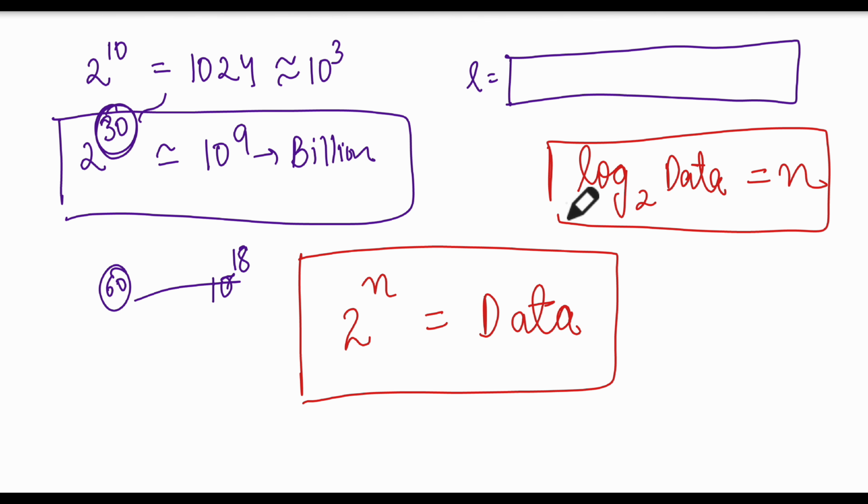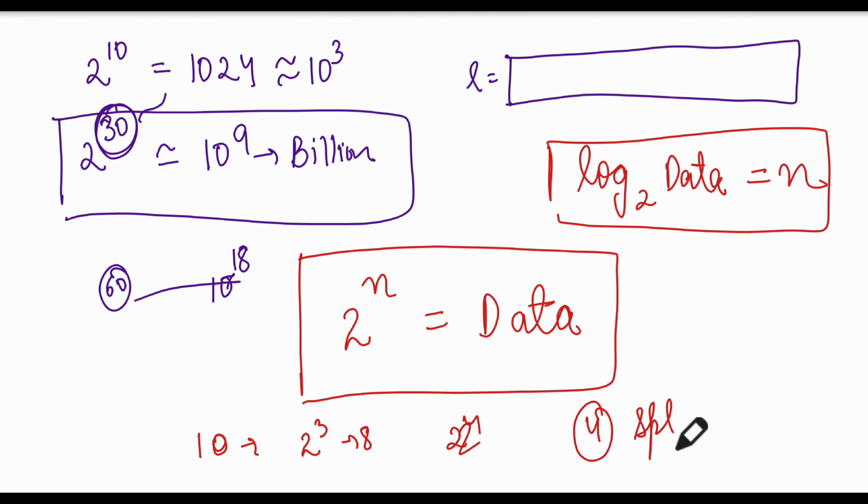Now you can try to compare. For example, when the size of your data is 10, the power of 2 required is 2 raised to the power 3, which is 8. Since 8 is less than 10, we will require 2 raised to the power 4, which means we'll require 4 splits to achieve this particular task. I hope this explanation is clear to you guys.